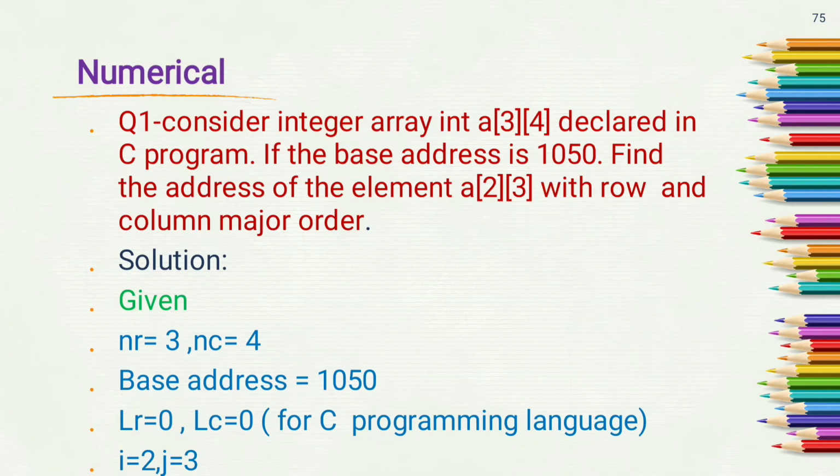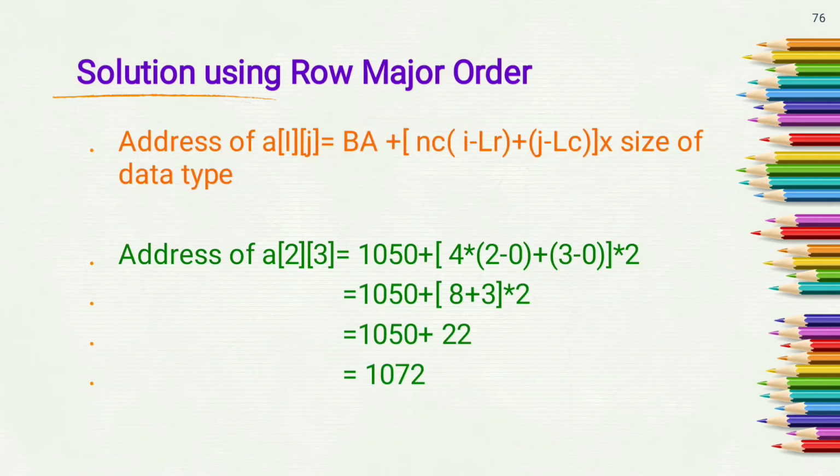If the base address is 1050, find the address of element A[2][3]. Here I is 2 and J is 3. So these values are given to us. We have to calculate the address of element A23 in row and column major order. So first we are calculating the address of aij in row major order.